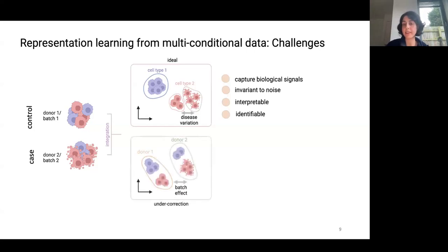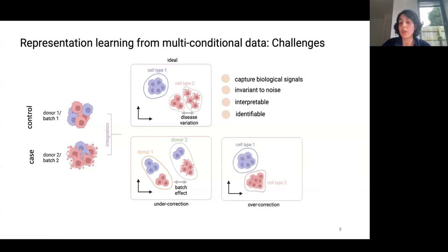But in reality, this is not what we often observe. So often we observe, for example, undercorrection, which means that the batch effect is so significant that even between the similar cells not affected by a disease, we observe a separation. Or sometimes we also observe overcorrection, which means similar cells are grouped together, but here this representation has masked the differences between diseases.